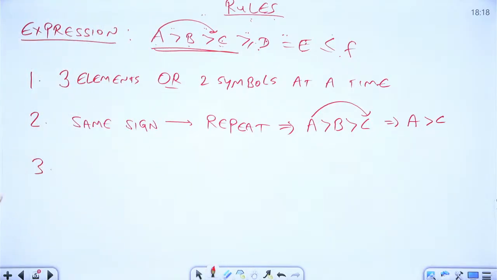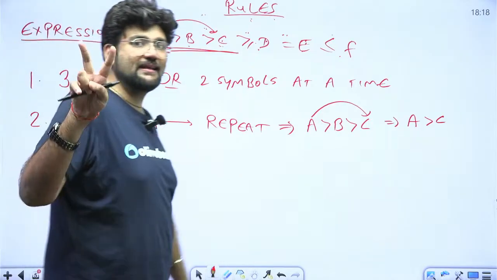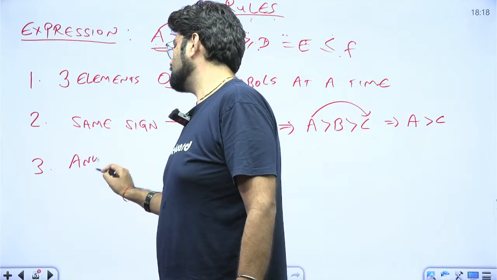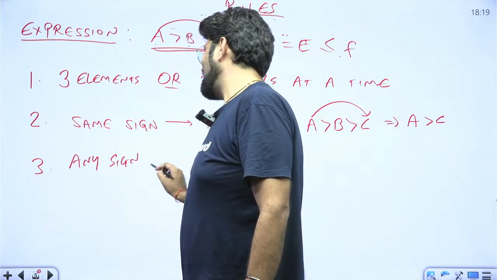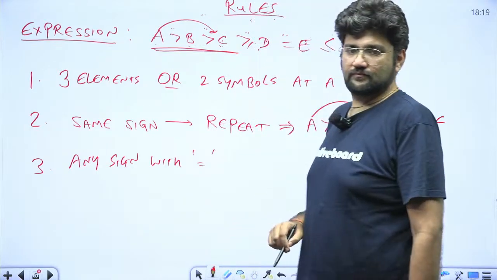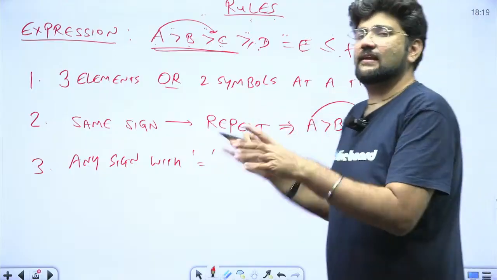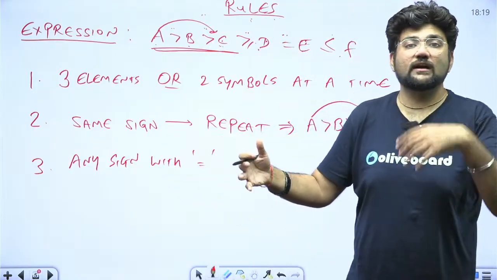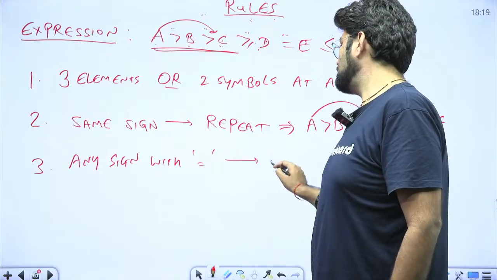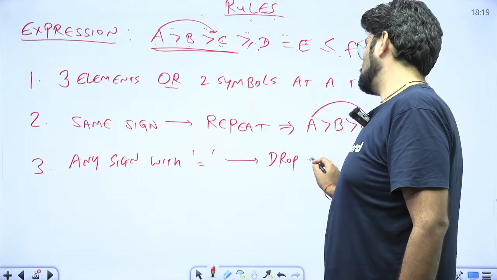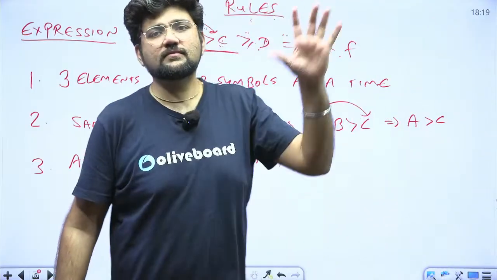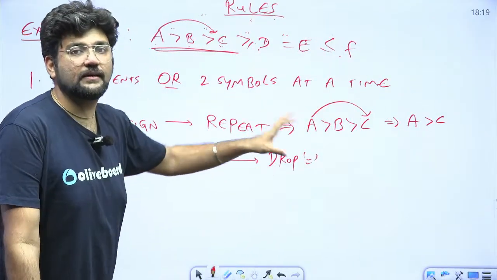Rule number 3, what does that say? I am comparing set of two signs. Okay. So if I have any sign with equal to, then what will I do? Any sign, greater than with equal to, less than with equal to, greater than equal to with equal to, less than equal to with equal to, then what will I do? I will simply drop the equal to. Equal to will always be dropped. No matter what comes in front of it, equal to will always be dropped.